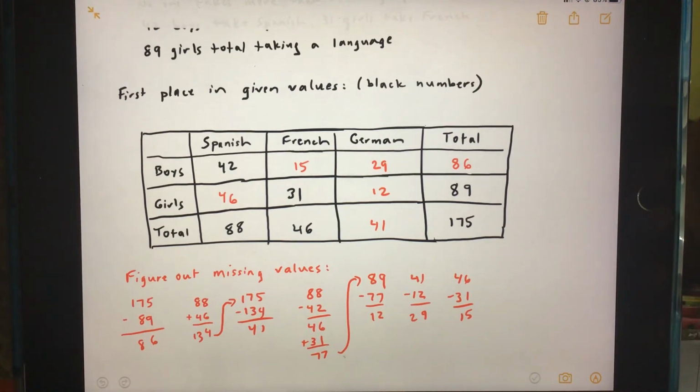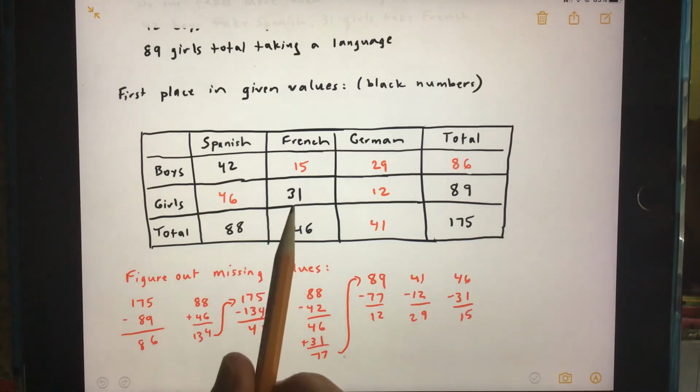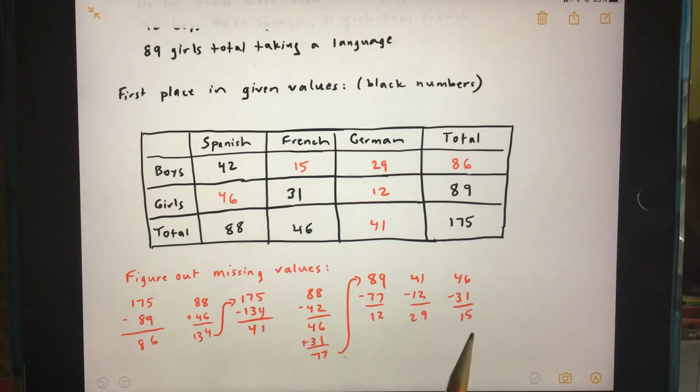Let's see. If I take 41 here minus the 12, I'm going to get the number of boys who take German. That's 29. And if I take my 46 total minus my 31 girls, I'll be left with the boys who take French, 15 of them. Okay, so again, what you're doing is you're always filling in the information you're given and then filling out what you need based on that given information by doing the adding or subtracting that's necessary. So I have everything filled in my chart now.